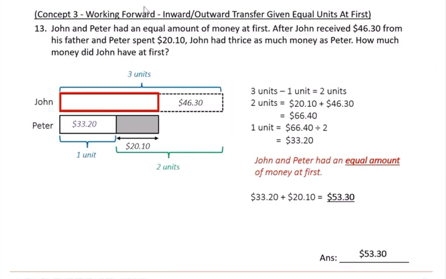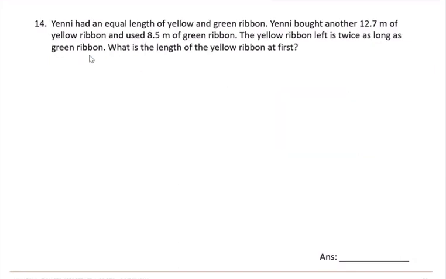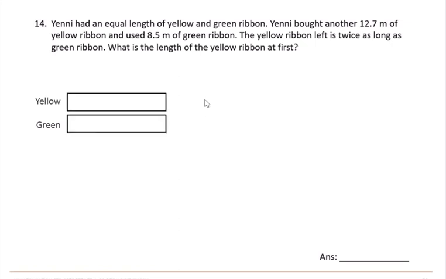Question number 14. Yenny had an equal length of yellow and green ribbon. Yenny bought another 12.7 meter of yellow ribbon and used 8.5 meter of green ribbon. Then after that, it says the yellow ribbon left is twice as long as green. So what is the length of the yellow ribbon at first? So you know you have 2 ribbons, they are of equal length. That's what Yenny has. But then Yenny is going to buy some more ribbon for one color.